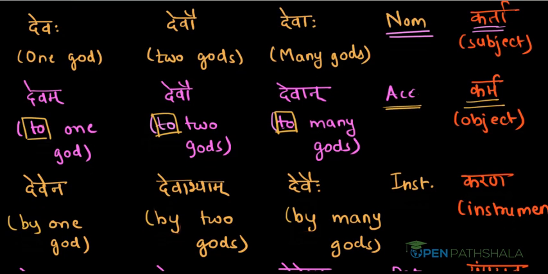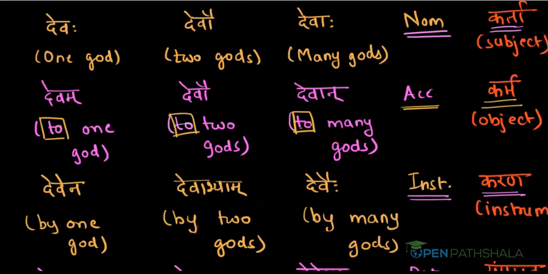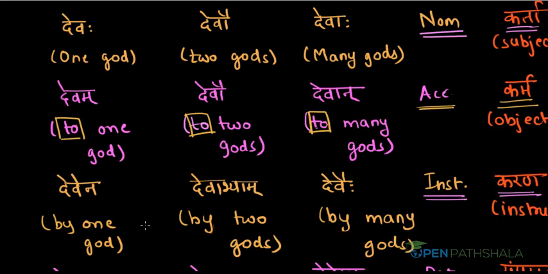Similarly, the instrumental case is used in the sense of karana, that is, instrument. So when we have to derive the meaning of the word devena, which is instrumental singular, the meaning will be by one god. Similarly, devabhyam, by two gods, and devaihi, by many gods. So when we have to derive the meaning of the instrumental case, this "by" will always precede the word.